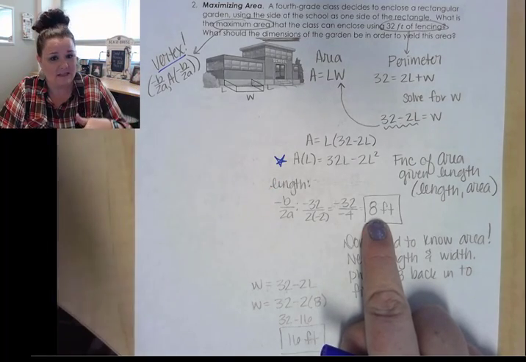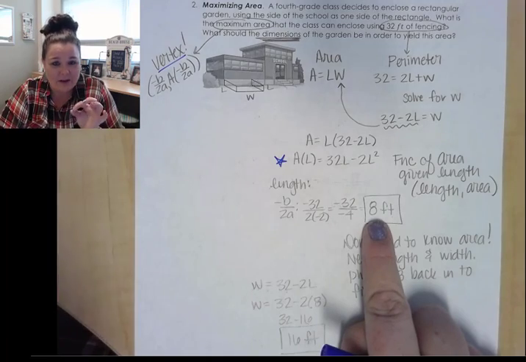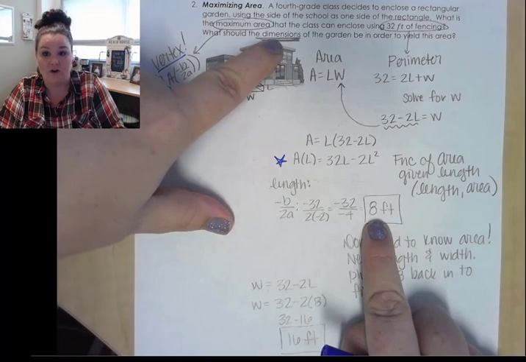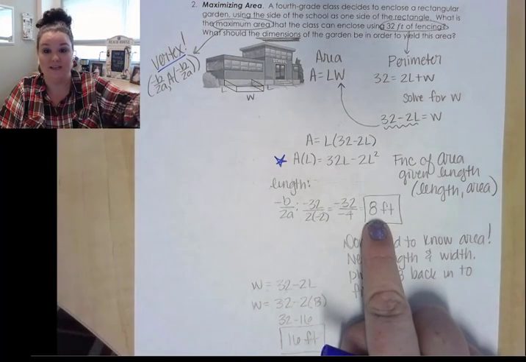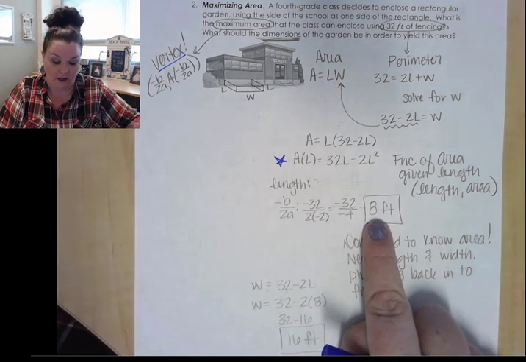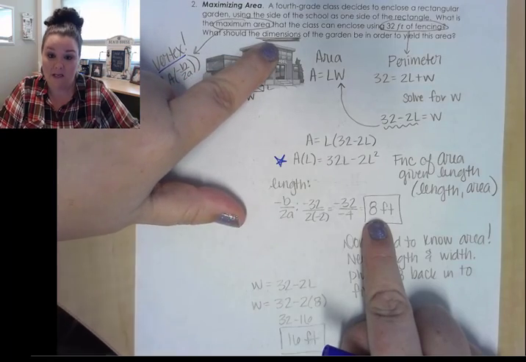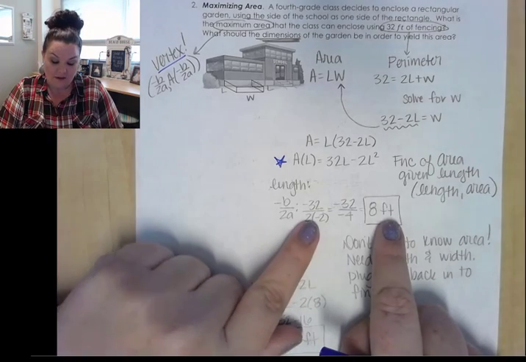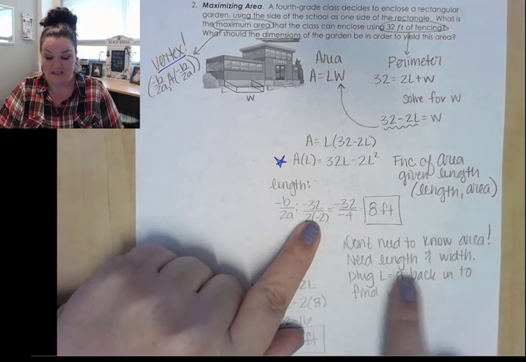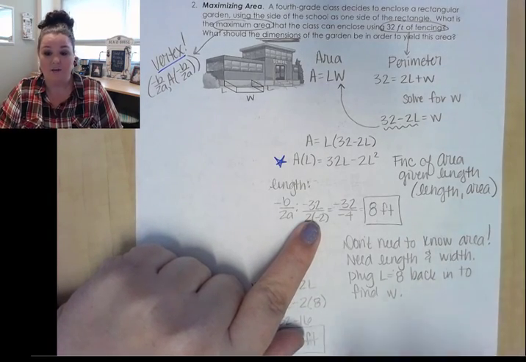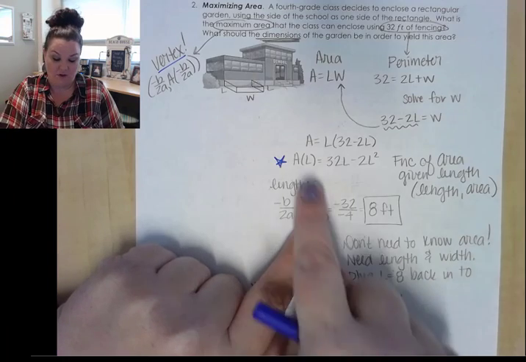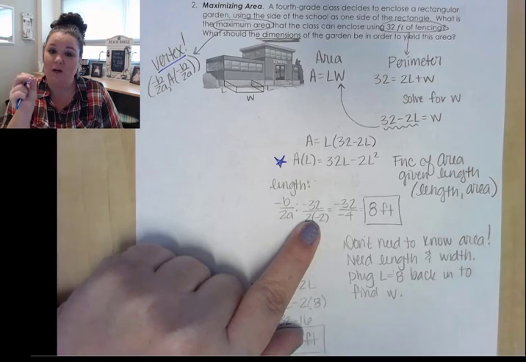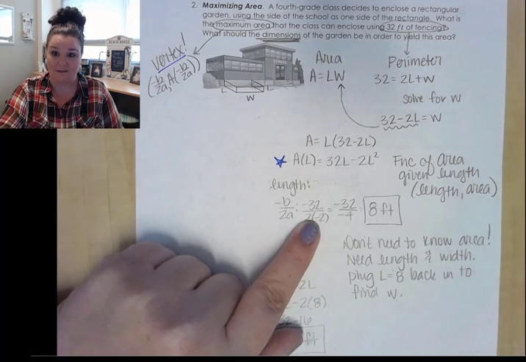But I want to look at this problem again and read that last question. It says, what should the dimensions of the garden be in order to yield that maximum area? So they're asking for the dimensions. That means we're solving for our length and our width. So now that we know our length, we actually don't need to know area. So we're not going to plug it back into our area formula, because we don't need to know what the maximum area is. We just want to know the dimensions that create the maximum area.